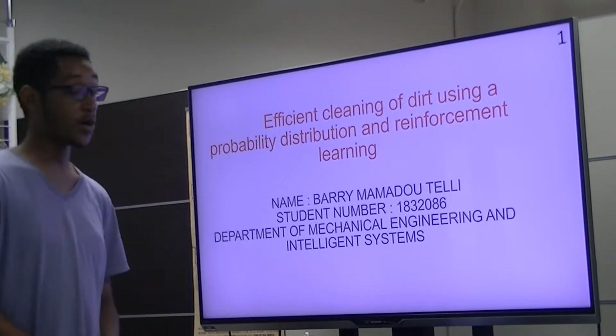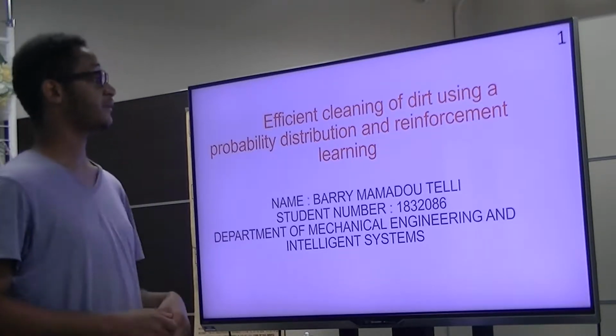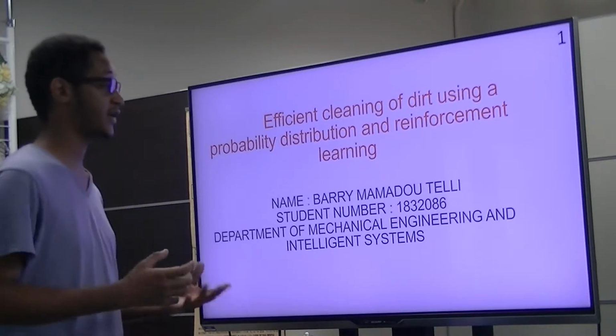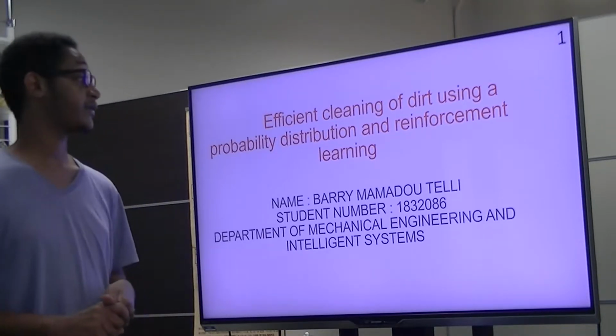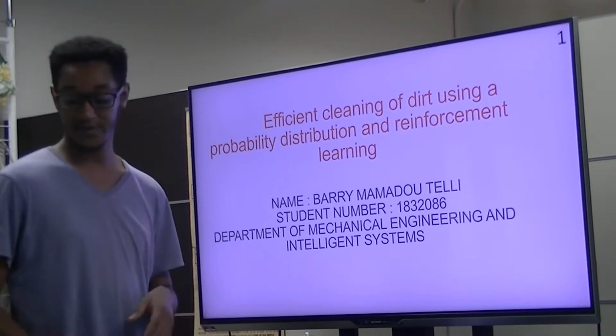Today we'll be talking about an efficient way of cleaning the dirt in the room using a variable probability distribution and reinforcement learning to search for a path in order to clean the room in a limited amount of time fixed by a certain user.